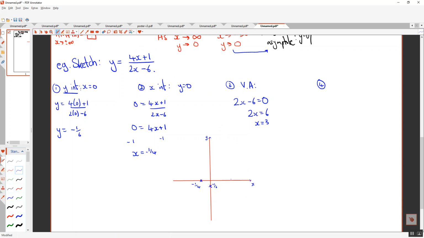So I'm going to have my asymptote in there. Let me use a different color. Okay, using a dotted line. Try and get into the habit of labeling them as well. So this is my vertical asymptote. And then let me know when you're ready to do the horizontal one.